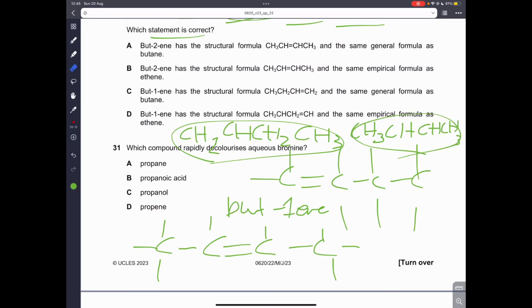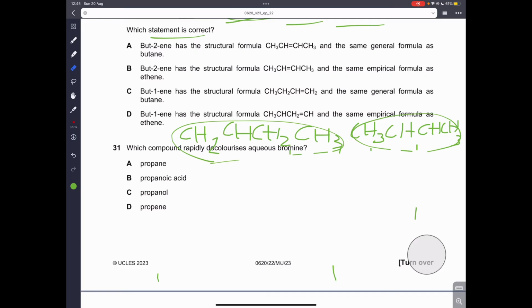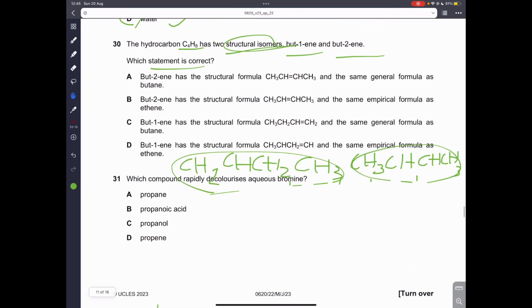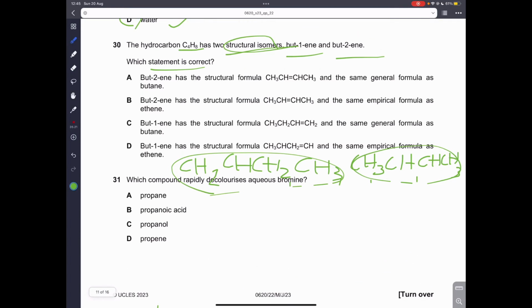So if you find them in the options, it is going to be B, because butene has a formula CH3, CH, CH, and CH3. And it has the same empirical formula as ethene, so it's correct.